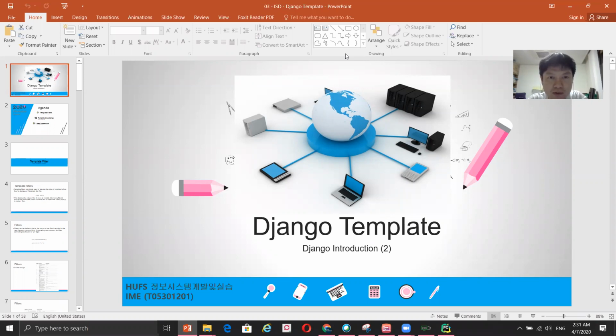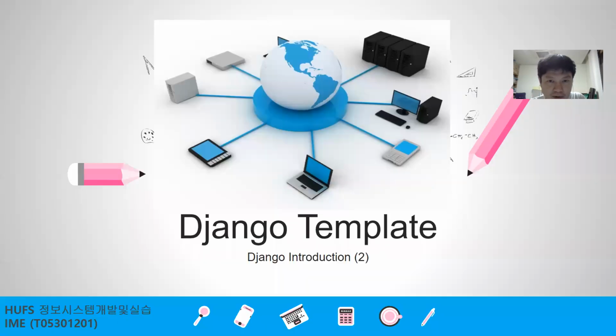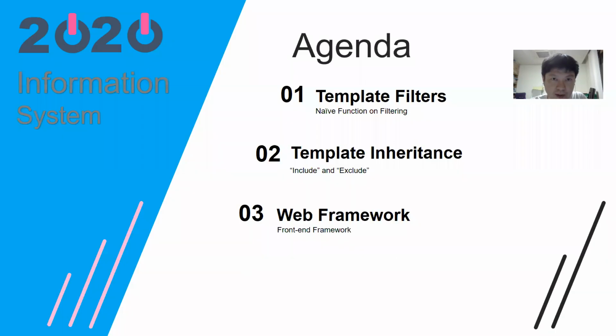So last video we learned about the Django basic, and for this one we are going to learn about the Django template. We are making the Django basic in the PyCharm, and we are going to use the same PyCharm for this Django template, but we are going to learn more about these items. There are three things that we are going to learn from this chapter. First is about the template filters, the second is about the template inheritance, and the last one is about the web framework.